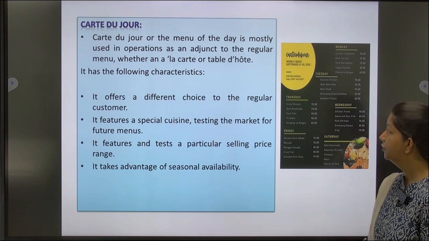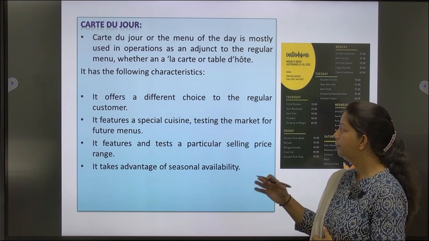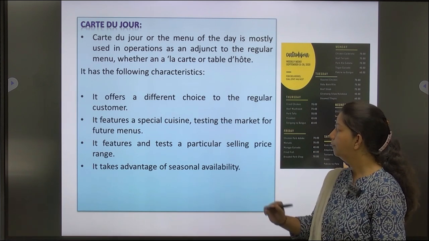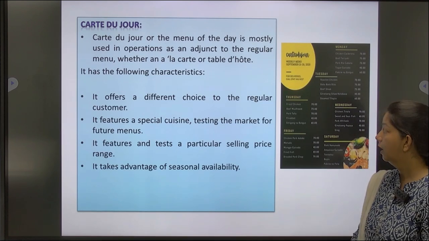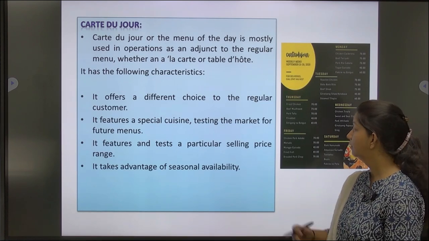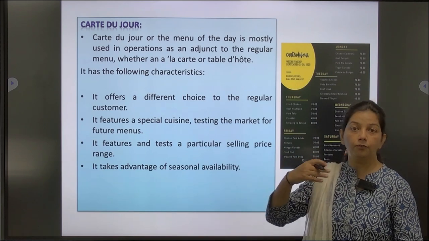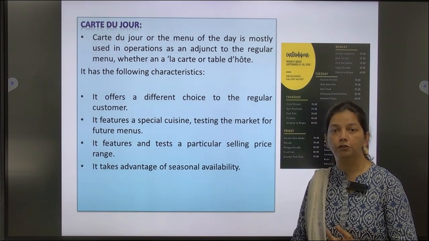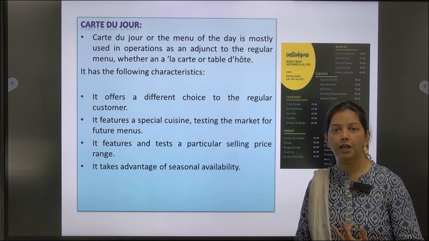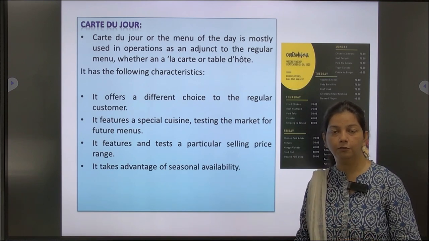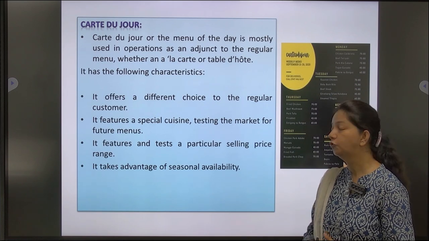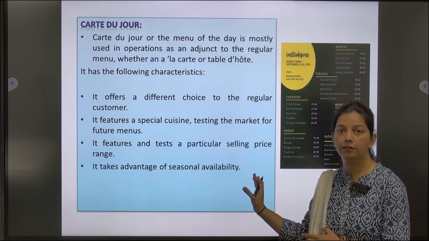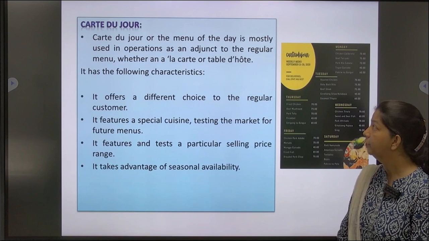These menus are generally planned to check the availability, seasonal availability, liking and disliking of the customers, the cuisine, the testing, the market future. If we are introducing one new dish, how will the customers react, whether they accept this meal, whether they like the meal, or what kind of future that menu has. So this will be decided on the basis of the menu of the day.